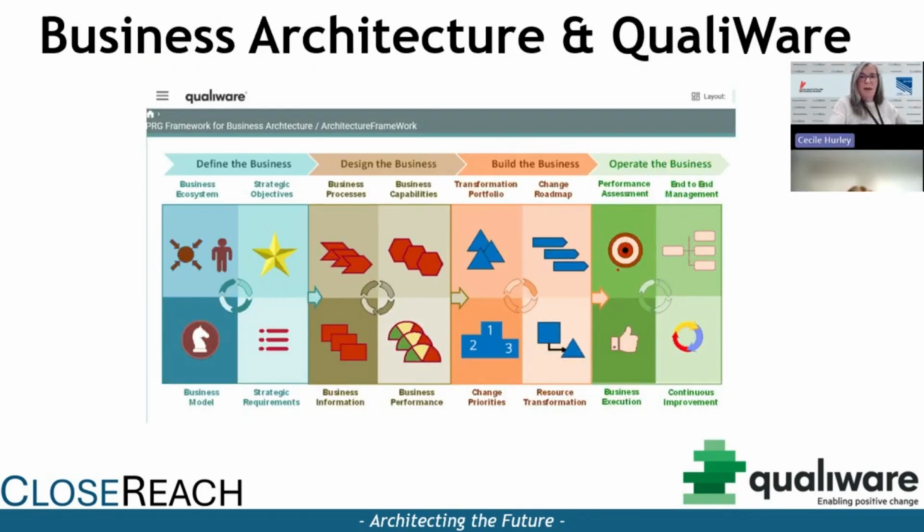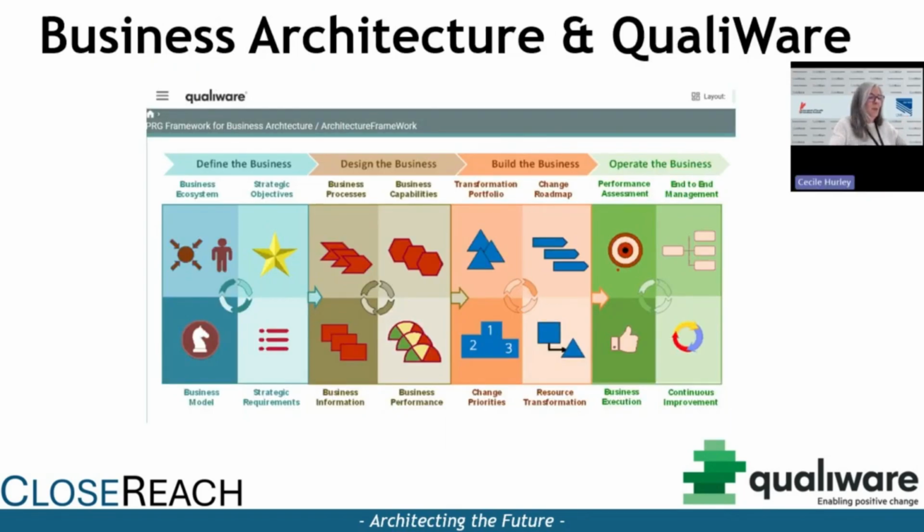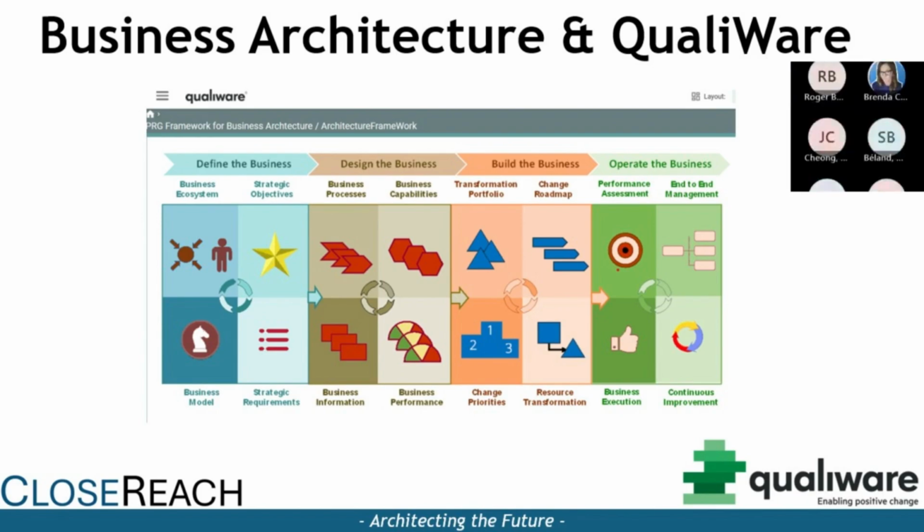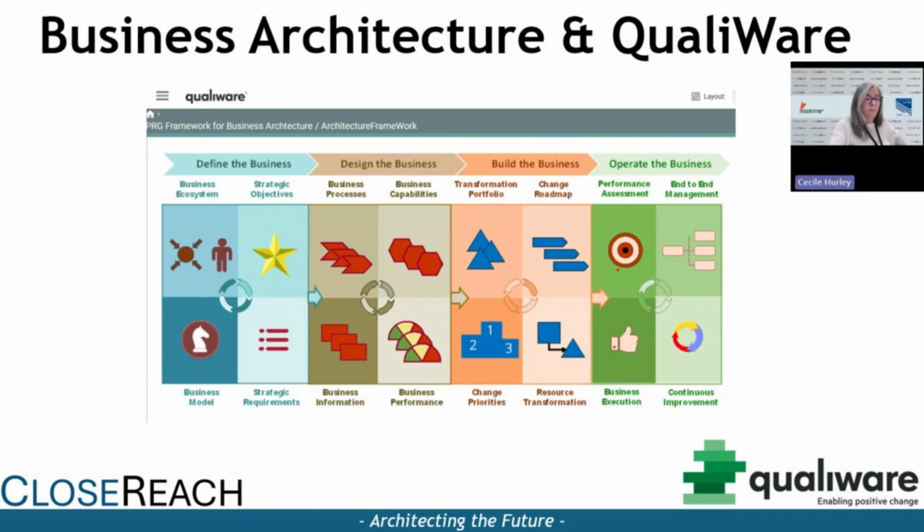Roger, as many of you know, founded Process Renewal Group and is an internationally recognized expert in business architecture. He's here to give us a sneak peek of his upcoming business architecture course. And then he and Carol are going to demonstrate how the PRG framework is supported in QualiWare to drive transformation, support business architecture, and optimize processes in your organization.